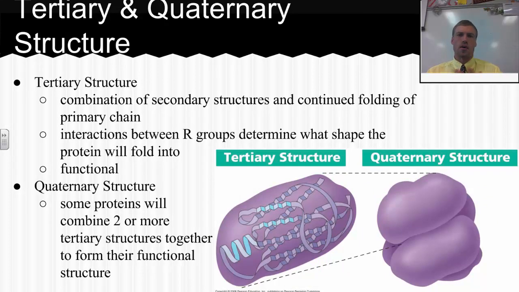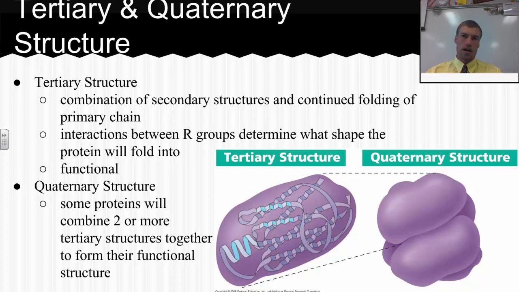Next, we've got the tertiary and the quaternary structures. The tertiary structure is actually the functional structure. Basically, the secondary structures are going to continue to fold up. And here, instead of it being interactions between the backbone, we've actually got interactions between the R groups determining what shape the protein is going to fold into. For example, your non-polar regions are going to tend to want to stick together, whereas your polar regions are going to want to stick together, right? And they're not going to want to interact with each other. So that is going to help determine how the protein is actually going to be folded.